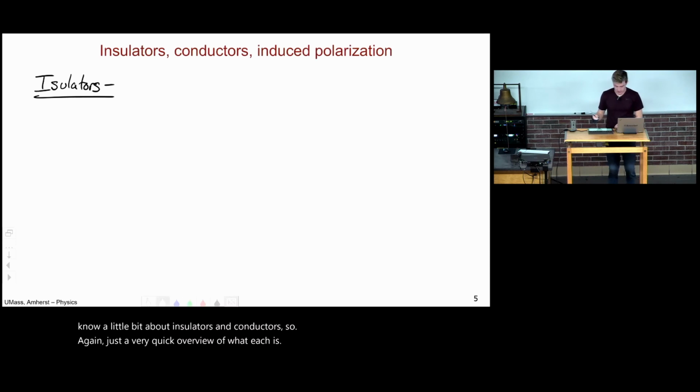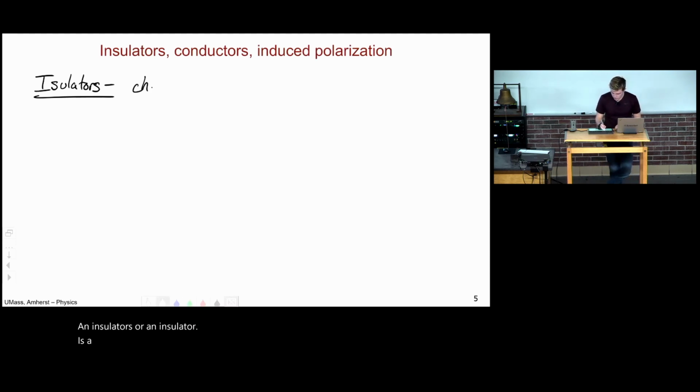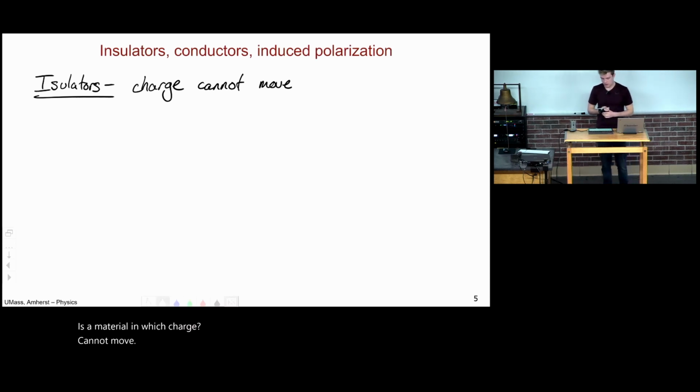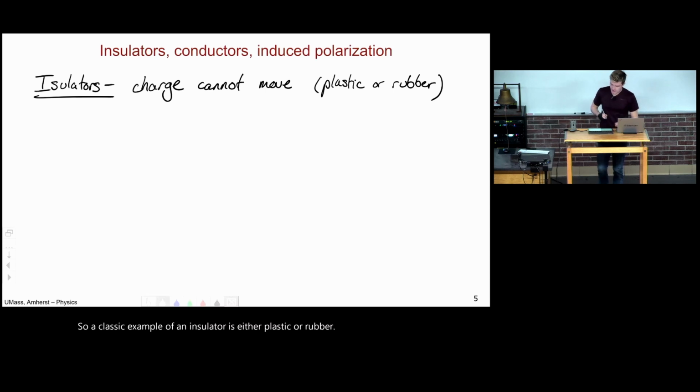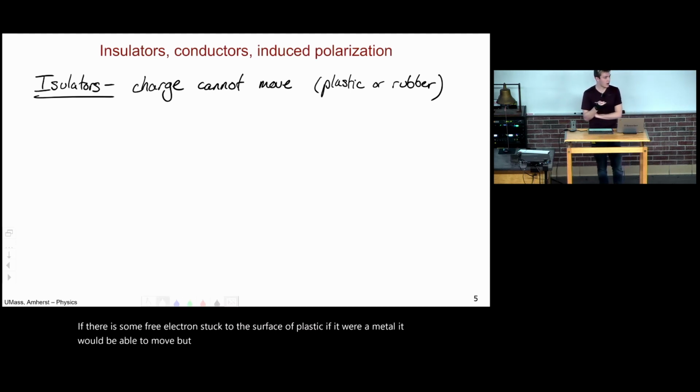An insulator is a material in which charge cannot move. So a classic example of an insulator is either plastic or rubber. If there's some free electron stuck to the surface of plastic, if it were a metal, it would be able to move. But for plastic or rubber, the electron is more or less glued in place, not able to move, so therefore it's called an insulator.